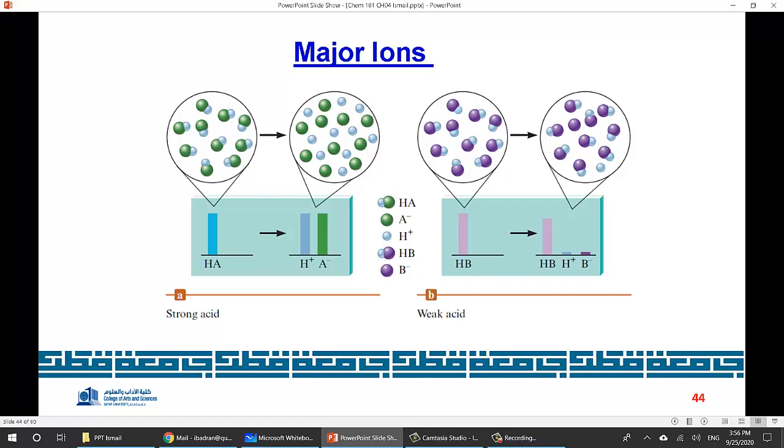The story is different when you have a weak acid. In the case of a weak acid, let's call it HB, before the ionization, before you put it in water, it's made of molecules of H and B, and they are connected, as you see in the picture to the right in the blue. When you put it in water, some of it will dissociate into H plus and B minus, but the fact of the matter is that with a weak acid, most of it stays as HB. It does not ionize completely, and therefore we say the major species in a weak acid solution are the HB, the H plus and the B minus.